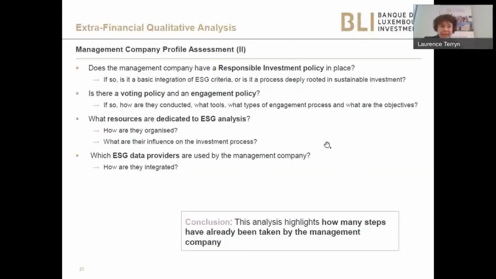As a conclusion, this analysis on the management company highlights how many steps have already been taken by the management company. The idea is not to put a figure, a kind of a final score, but really to understand at which step of evolution on ESG the management company currently is, and each year we will analyze it.